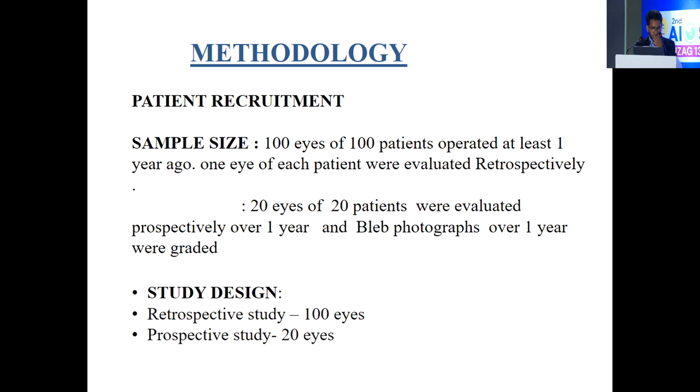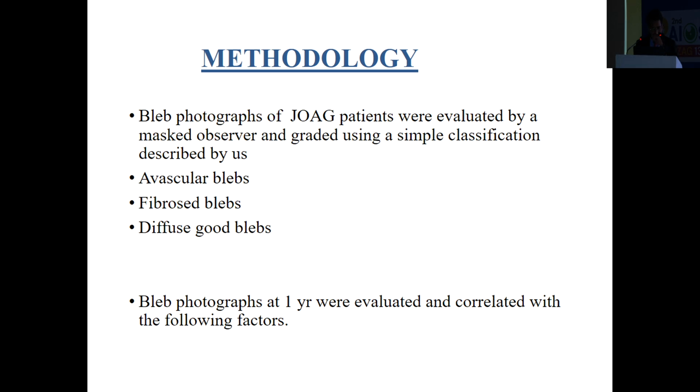The methodology of the study: the sample size is 100 eyes of 100 patients, each operated at least 1 year ago. Then 20 eyes of 20 patients were evaluated prospectively over 1 year. Bleb photographs were taken and graded. Bleb photographs of JOAG patients were evaluated by a masked observer and graded using a simple classification and the same magnification, classified as avascular blebs, fibrosed blebs, and good diffuse blebs.